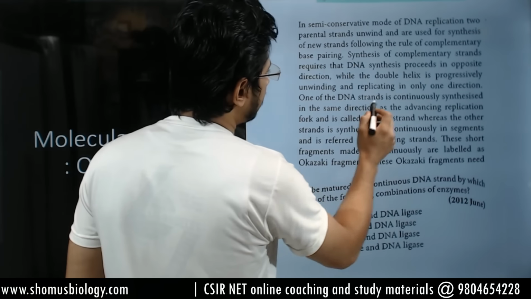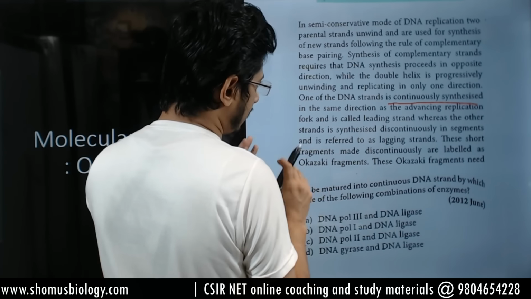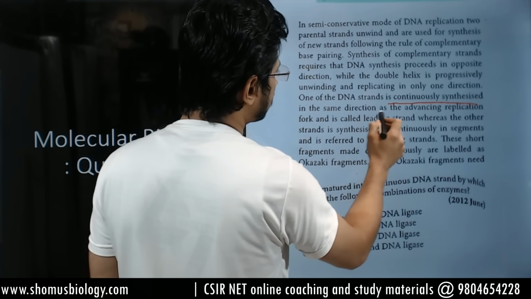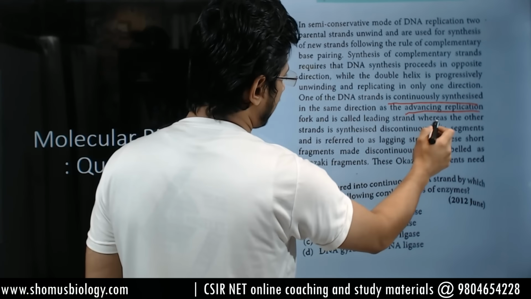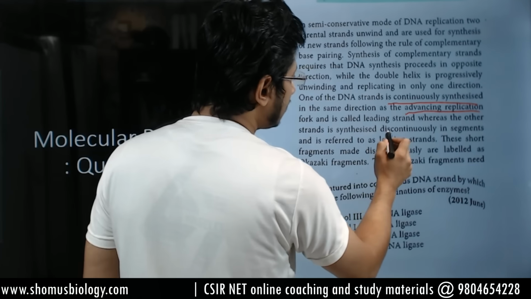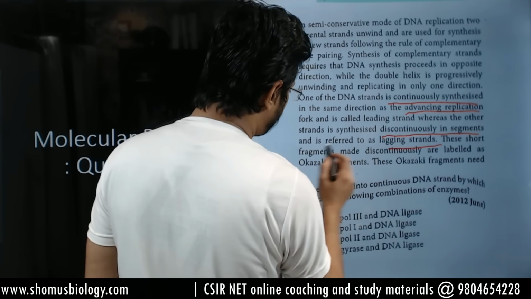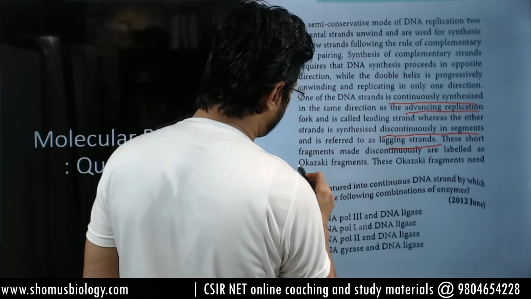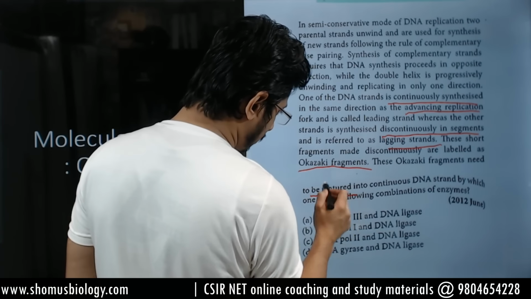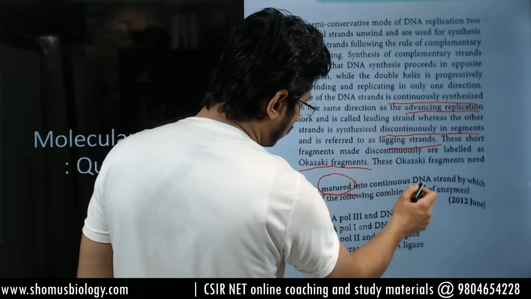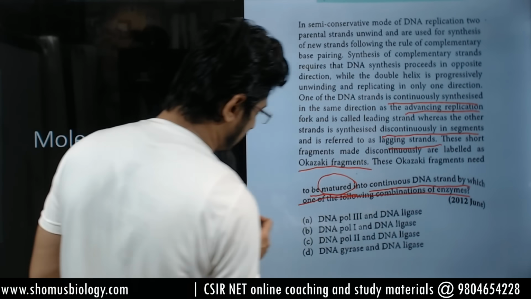One of the DNA strands is continuously synthesized in the same direction as the advancing replication fork, and is called the leading strand, whereas the other strand is synthesized discontinuously in segments and referred to as the lagging strand. These short fragments made discontinuously are labeled as Okazaki fragments. These Okazaki fragments need to be matured into a continuous DNA strand by which one of the following combinations of enzymes.